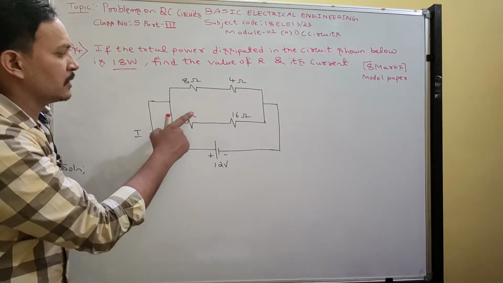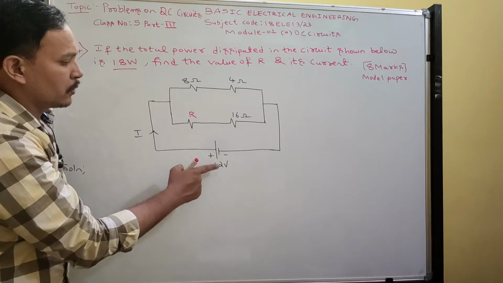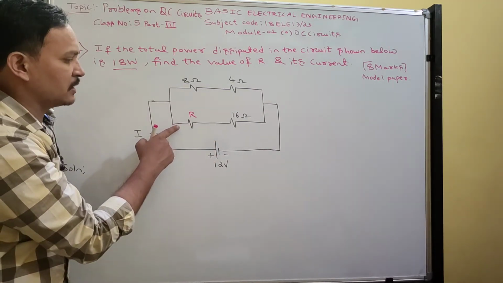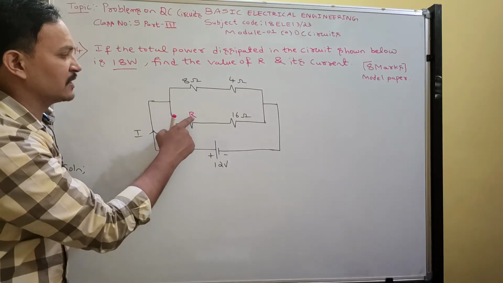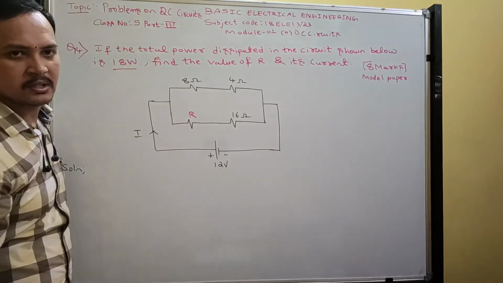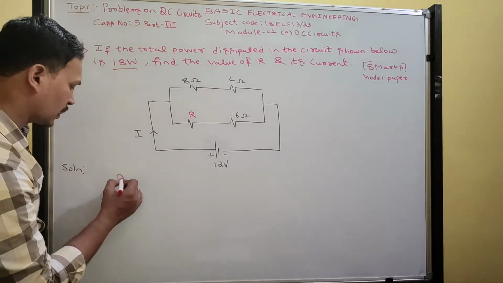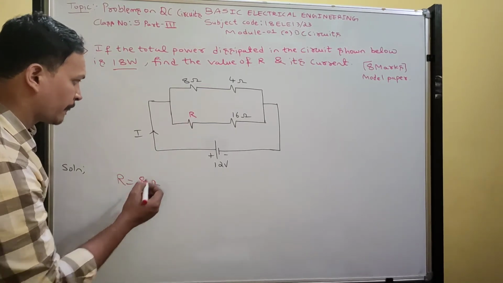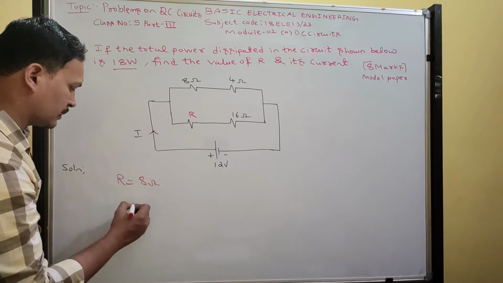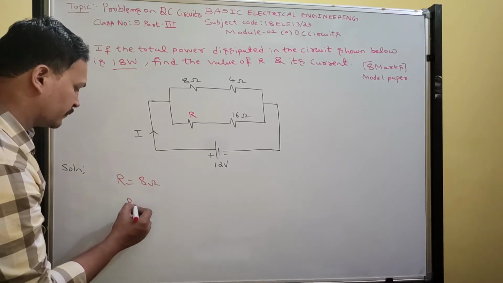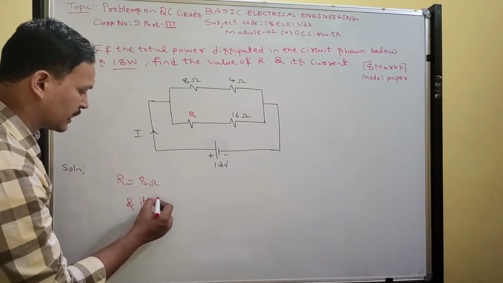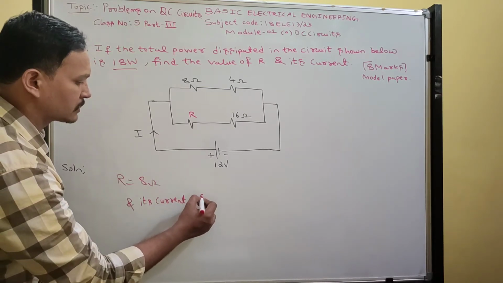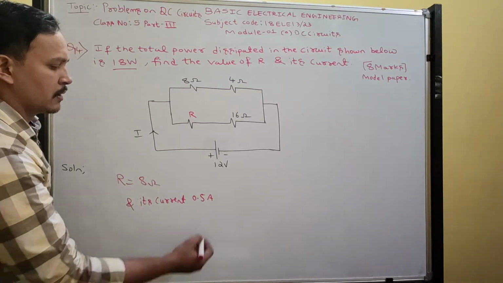Out of 1.5, 1 flows here, and the remaining 0.5 flows here. So we already calculated its current. Now voltage by resistance, you will get this current. By knowing this current and the voltage value, you can easily find this resistance. Okay, got it? So the answer, check it out: the value of this resistance is 8 ohms and the current flowing in that resistance is 0.5 ampere.